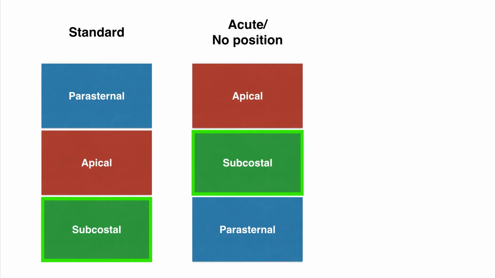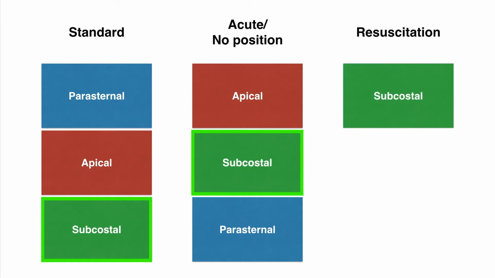If the patient cannot be positioned, then obviously the subcostal view is more important, and I would probably place it second to the apical view. It's different under resuscitation conditions, because in that case you don't want to interfere with the cardiac compression, so that view would probably be the favorite one. In any case, you have to know the subcostal window, and it provides a lot of information.